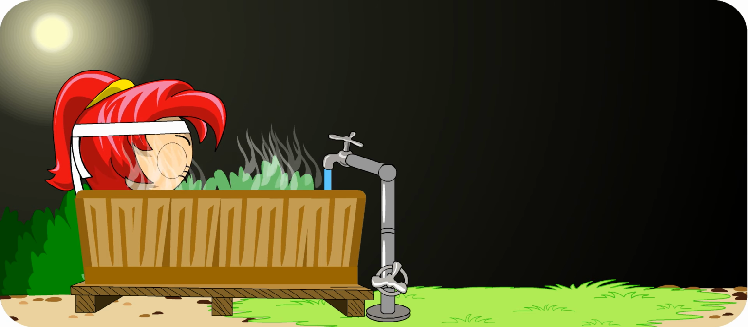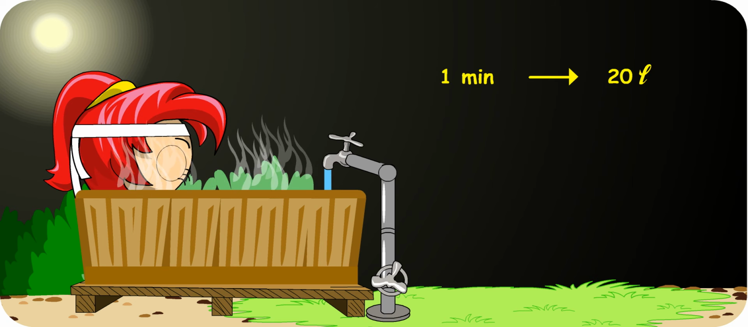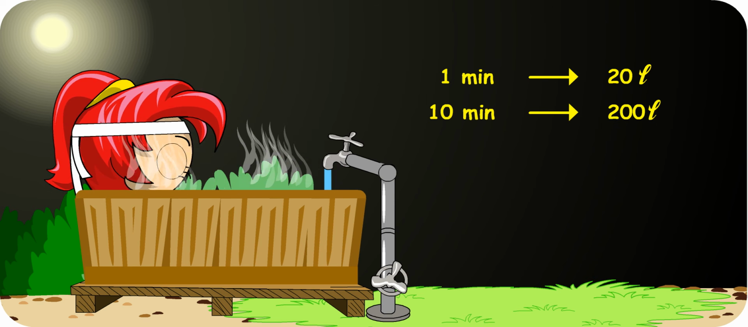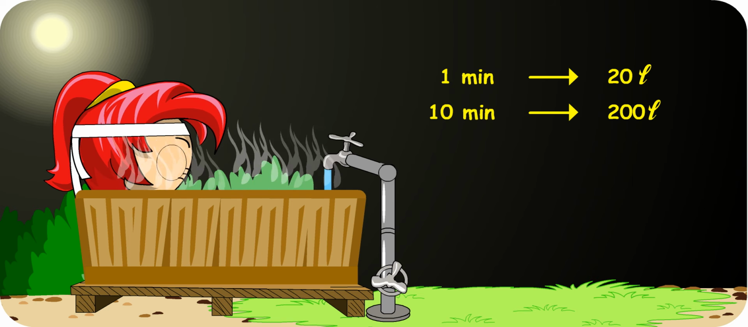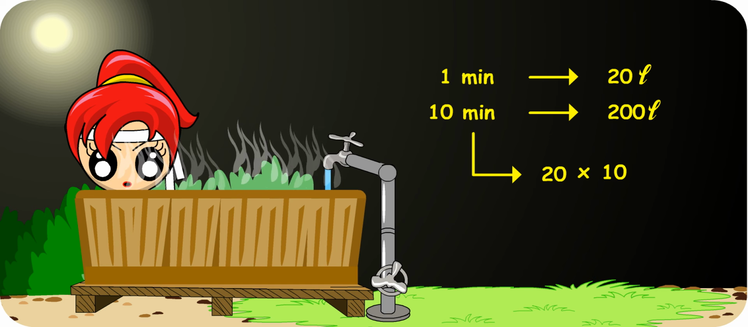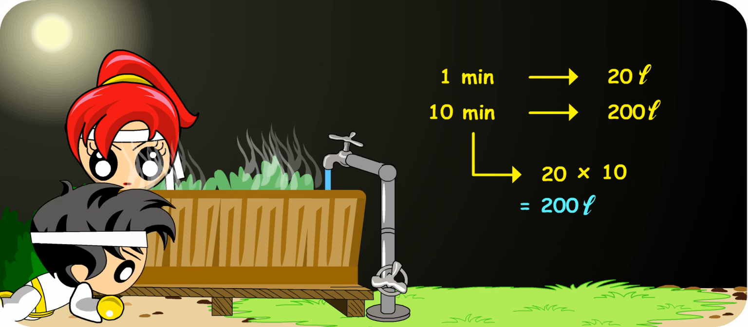For example, the water you're using for washing up. Assuming that the water is flowing at a rate of 20 liters per minute, you would have used 200 liters of water in the last 10 minutes of washing. In 1 minute, I used 20 liters of water. Therefore, in 10 minutes, I used 20 times 10, which is 200 liters of water. Wow, I must not waste water.